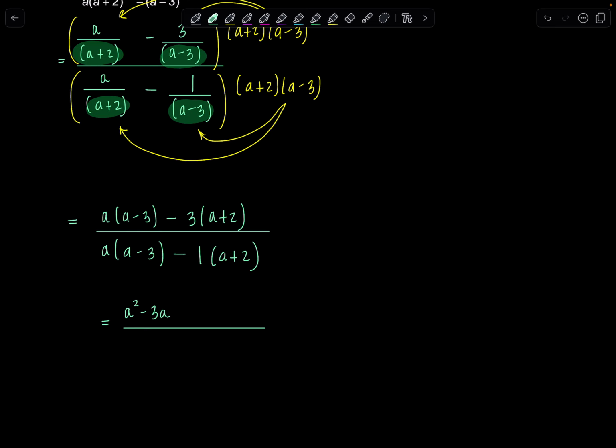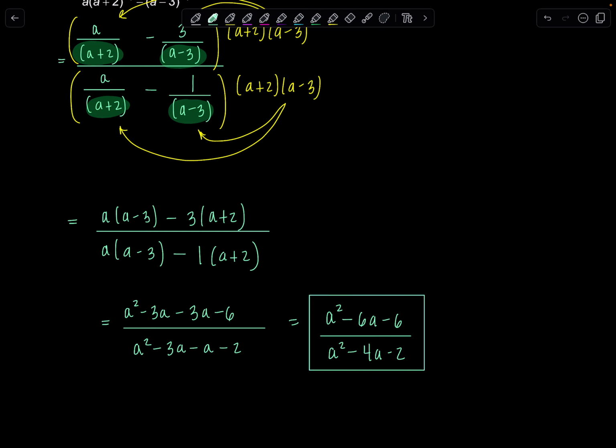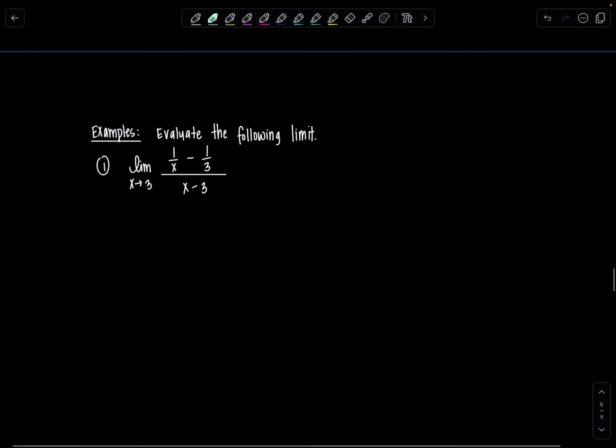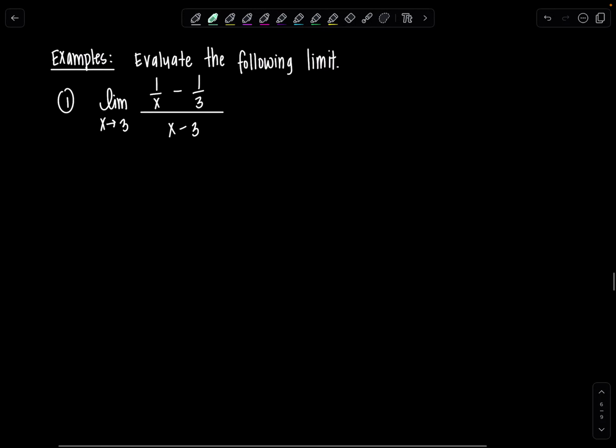So this is A squared minus 3A minus 3A minus 6, A squared minus 3A minus A minus 2, yes? So that's A squared minus 6A minus 6. That doesn't factor. All right, we'll just leave it. And then this is A squared minus 4A minus 2. That doesn't factor either, so we're just leaving it. And that's the final answer, okay? Good. A lot of reminders maybe that you haven't used in a while, but don't feel badly. Math's one of those things. If you don't practice it regularly, you're not going to remember all the rules.